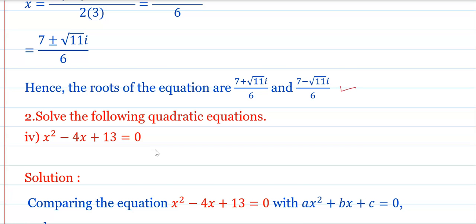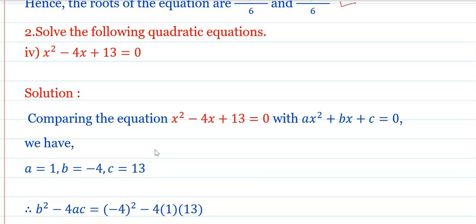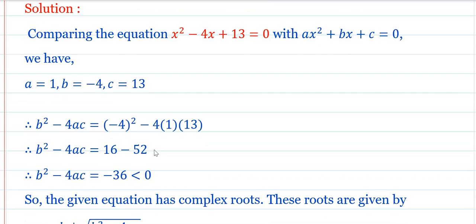Okay. Now the fourth one. Again solve this quadratic equation. x square minus 4x plus 13. Comparing with ax square plus bx plus c is equal to 0. a is 1, b is minus 4, c is 13. b square minus 4ac. The value of b is minus 4.